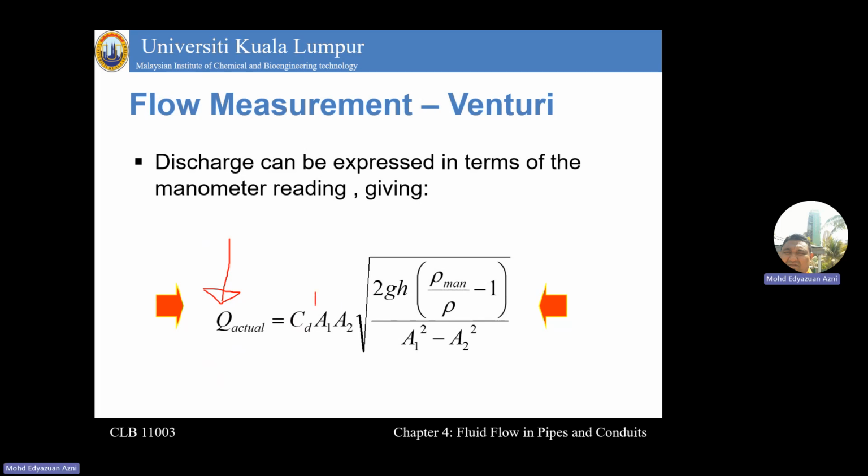Because we know the diameter of point 1 and the diameter of point 2, which is the neck of the Venturi, we know 2, gravity, and also H, the difference in the manometer tube. And then we also know the density of the manometric fluid and the density of the fluid that flows in the pipeline. So we can calculate the Q actual. This is the standard formula for the Venturi.